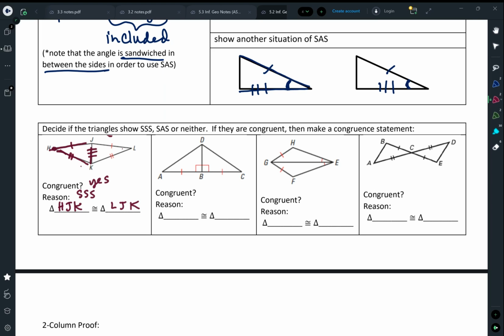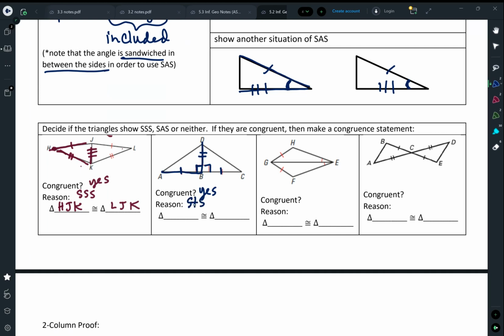So on the next one, let's see what we've got. We have that bottom side congruent on both sides. I have a right angle. And then again, I have the side in the middle congruent to itself. So yes, they are congruent, and that's because I have a side and then an angle and then another side.